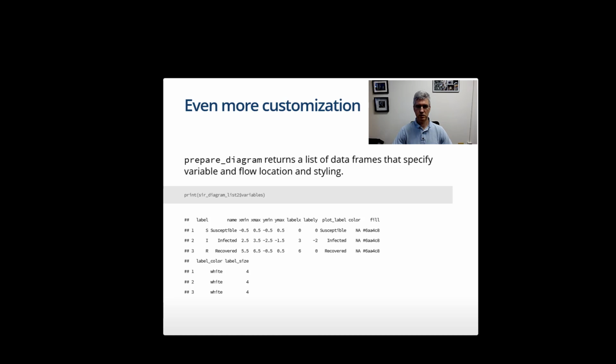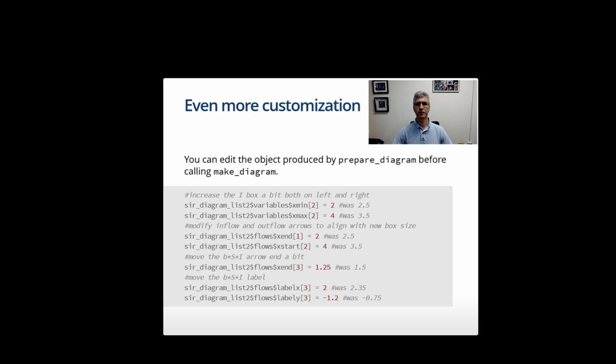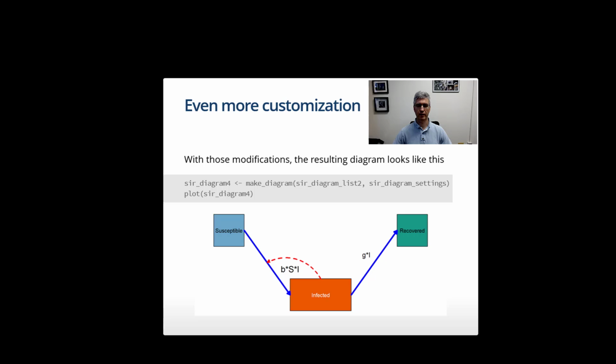And so since it's just a simple data frame, you can now address specific elements in the data frame and change them. In this example, I'm going to make the I box a bit bigger, then I adjust the inflows and outflows so they're still at the edges of the box, and I also move the b times S times I flow around a bit. So you see I'll just supply different numbers for those. You can of course also supply colors. And here is the diagram you get. And you can see you can combine this kind of adjustment with applying settings as I explained earlier.